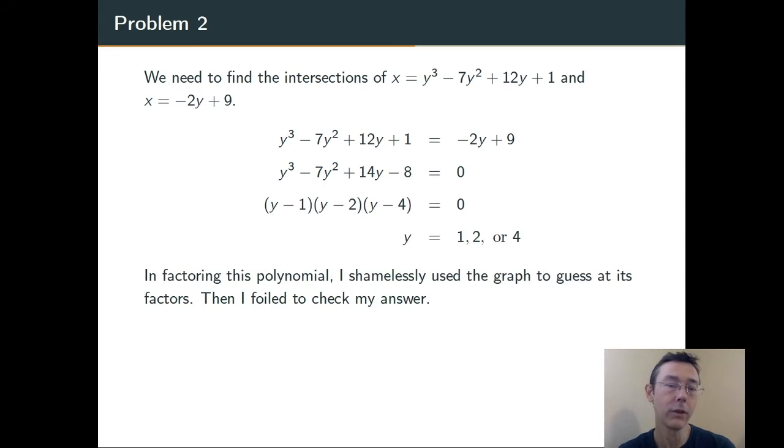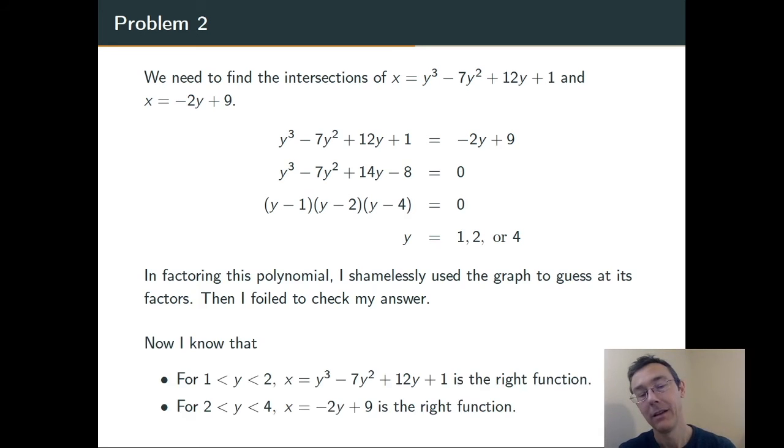So I used a bit of a shortcut here. I knew that it looked like the graphs intersected at 1, 2, and 4, so I suspected that the factorized form was going to be y minus 1 times y minus 2 times y minus 4. So I just FOILed that out to check my work, and it ends up that I got the right answer.